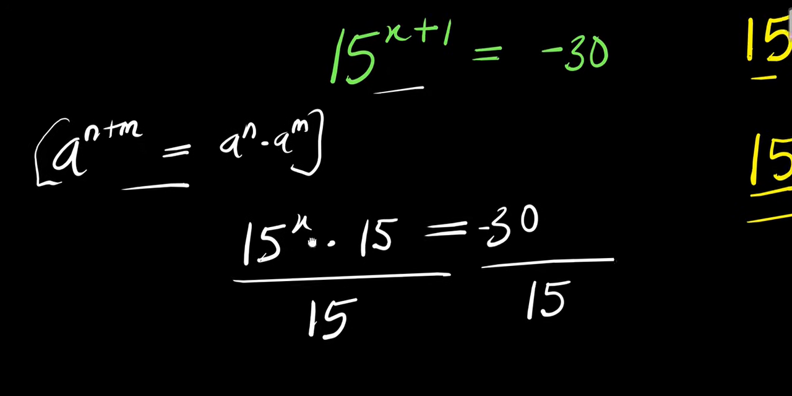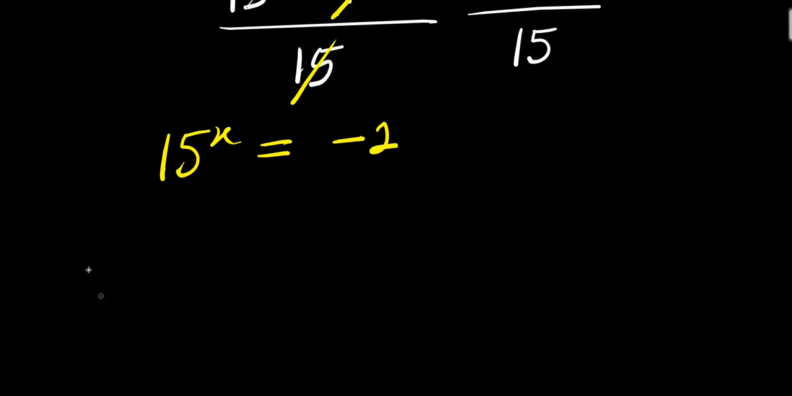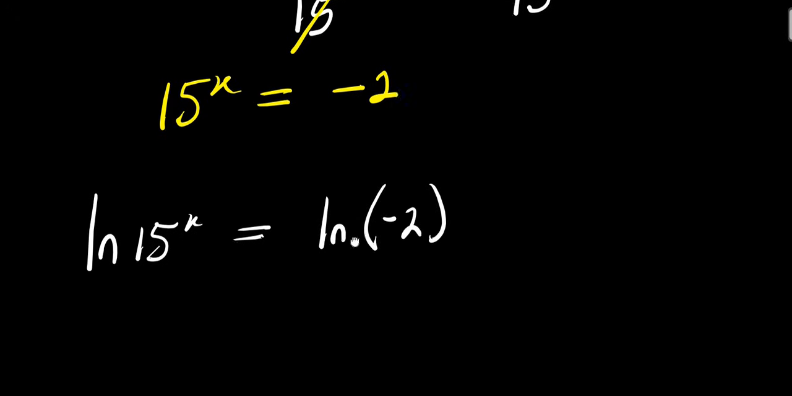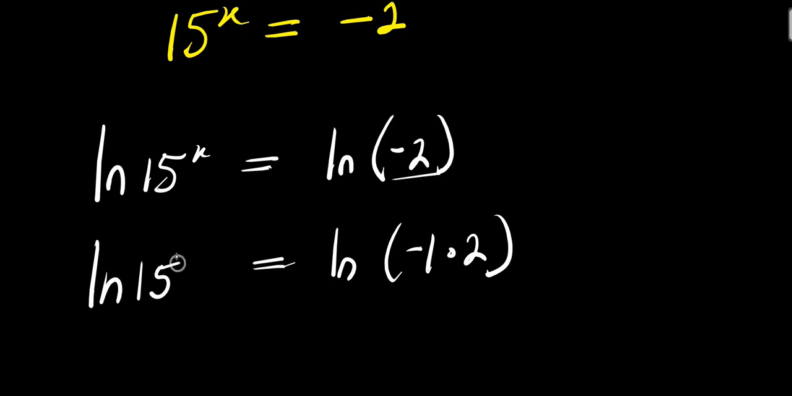So from here, this eliminates this. I have 15 power x equals, this divides this, we have negative 2. So it's time to apply natural log. Natural log 15 power x equals natural log of negative 2. So right here, remember, we can express this as natural log of negative 1 times 2. And this is natural log 15 power x.